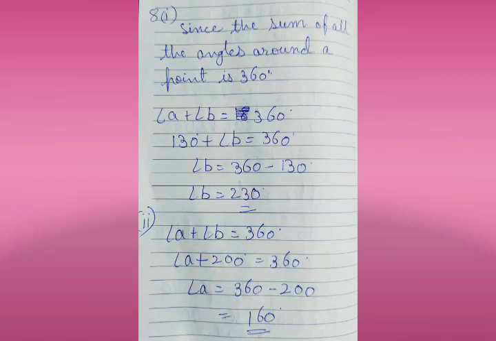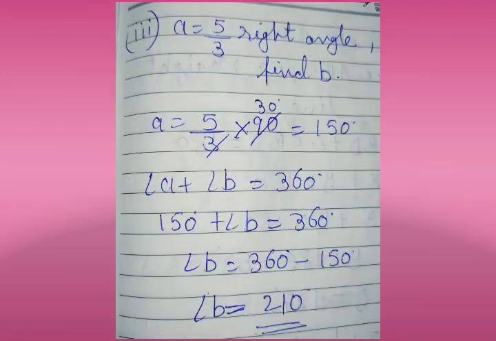Again subpart 2, angle A plus angle B is equal to 360. The reason you know, angle B is given 200 and you have to find out the value of angle A. So value of angle A will be equal to 360 minus 200, and this is equal to 160. Now subpart 3, A is equal to 5 by 3 right angle, find B. So A is equal to 5 by 3 right angle means what? 5 by 3 into 90 degree, and 3 3s are 9, then 0 0. So 150 degree.